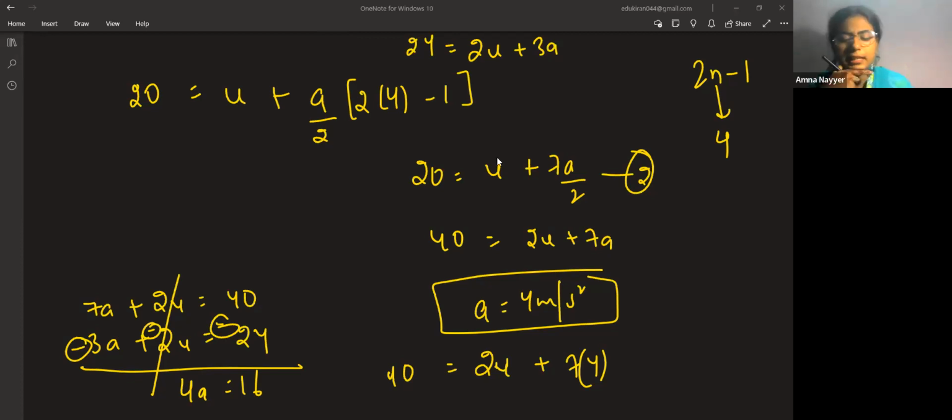So nobody else has given the answer. For that, 40 is equal to 2u plus 7 into 4, right? This is not 10. See, this was our equation: 40 is equal to 2u plus 7u. So that is 40.